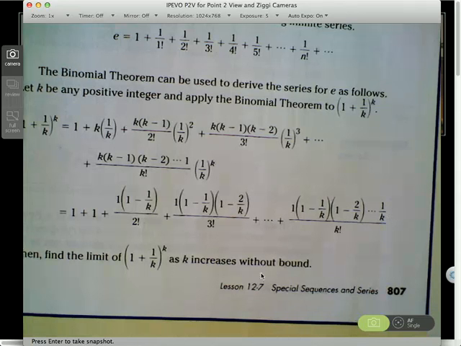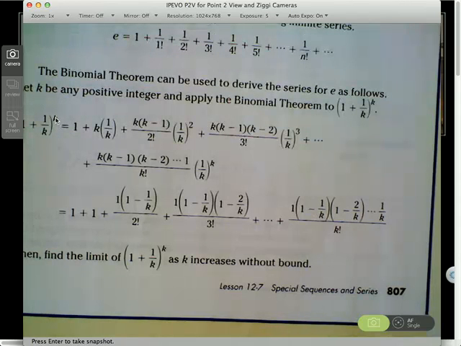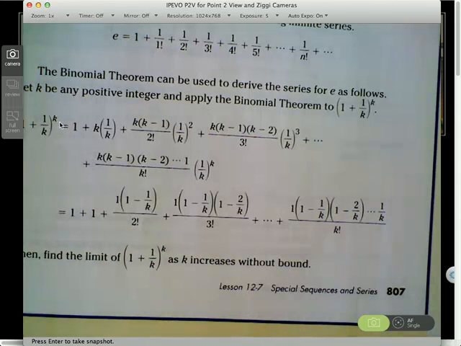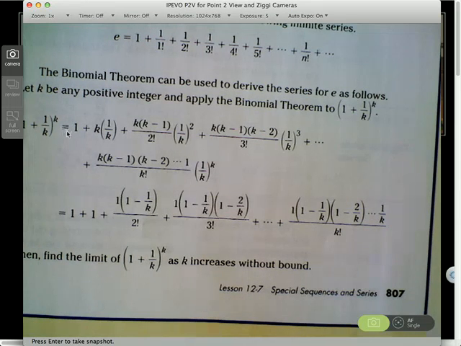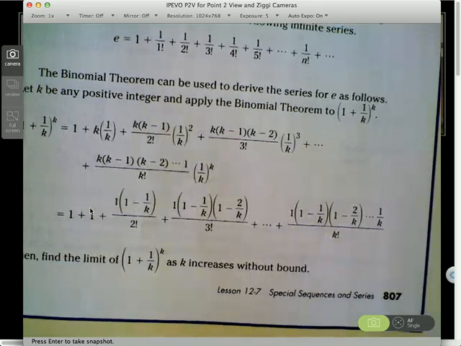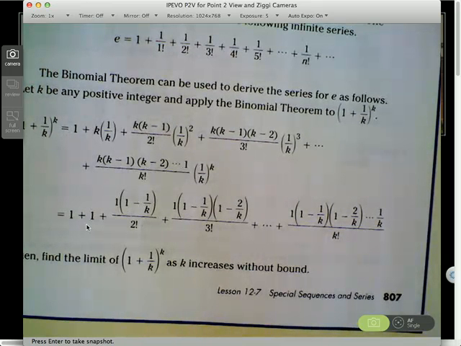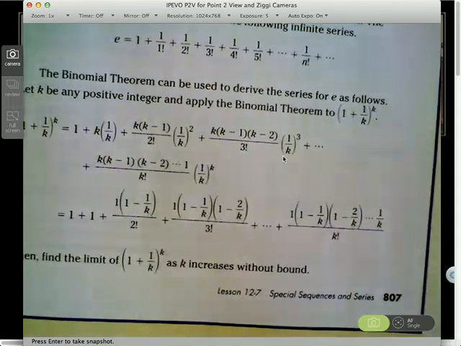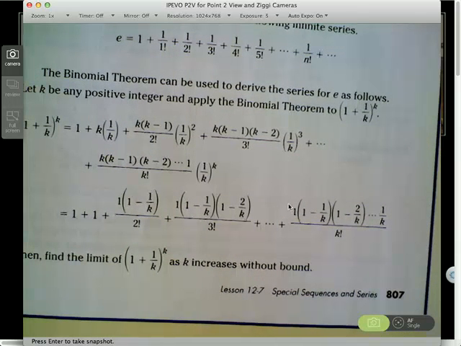And as k increases without bound, I no longer have a finite list of terms where, if this was to the 0th degree, there'd be 1 term. If this was to the 10th degree, there'd be 9 terms. There will end up being infinitely many terms as k increases without bound. So I'm going to end up with 1 plus 1 plus 1 over 2 factorial, plus 1 over 3 factorial, 1 over 4 factorial, all the way to 1 over k factorial.